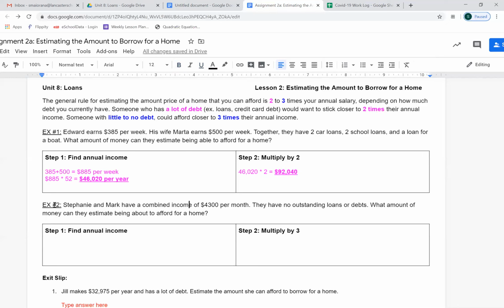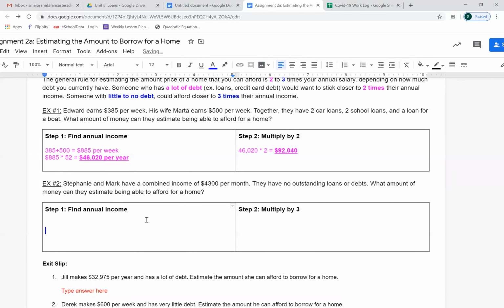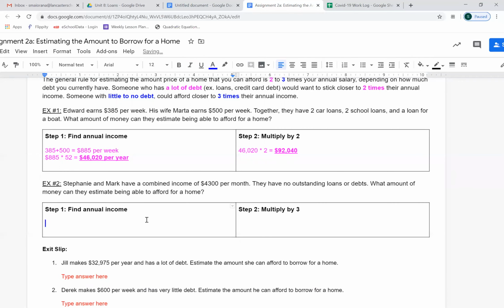Okay, if we look at example 2, Stephanie and Mark have a combined income of $4,300 per month. They have no outstanding loans or debts. What amount of money can they estimate being able to afford for a home? Okay, so step 1, find their annual income.